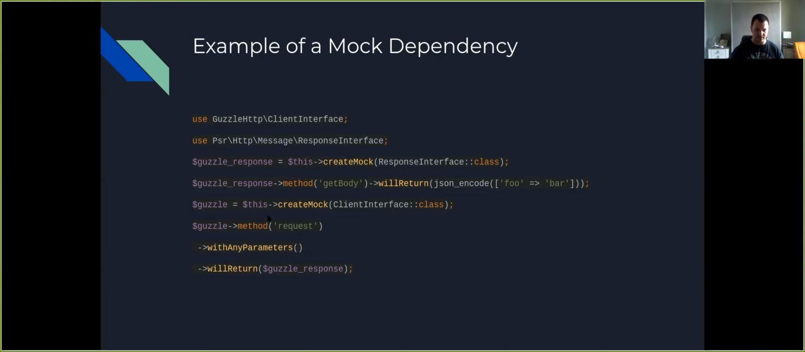So here's the actual Guzzle object itself. And what it's going to do is, on the request method, it's going to return the Guzzle response. And up here is the Guzzle response with a mock response, where getBody is going to return a JSON data set. This allows us to simulate the API.